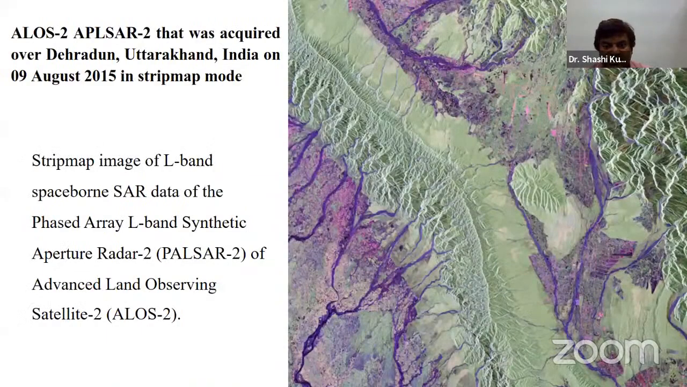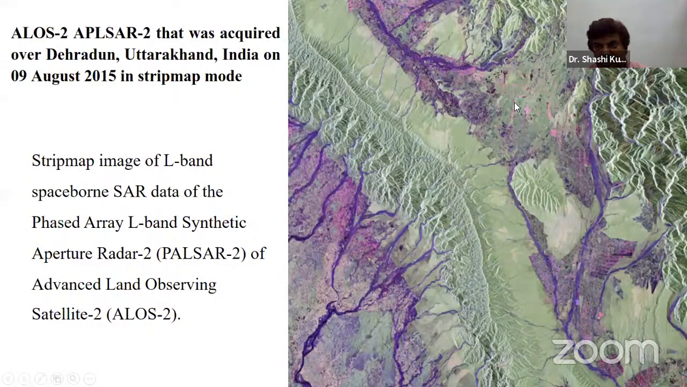This is the strip map mode false color composite data set of ALOS-2 PALSAR-2 that was acquired over Dehradun, Uttarakhand, India on 9th August 2015. So this data set was acquired in strip map mode. Here, this is the color composite based on the scattering property. You can see that the vegetation covered area is highlighted in green color. Green color is basically showing the volumetric scattering.